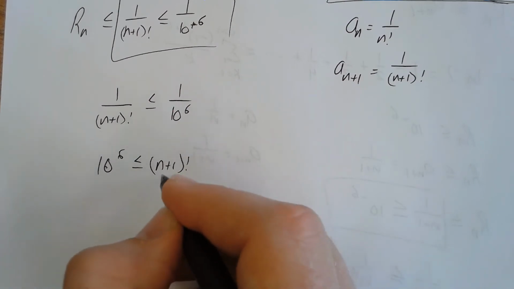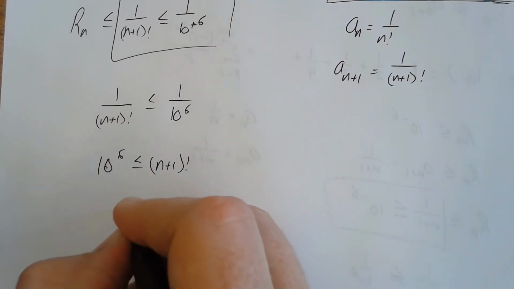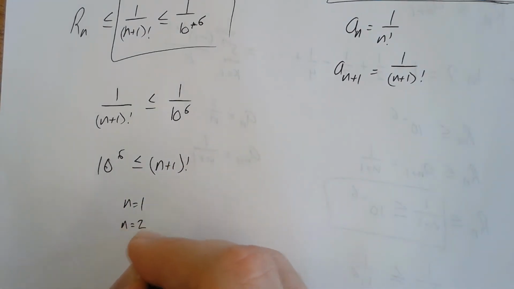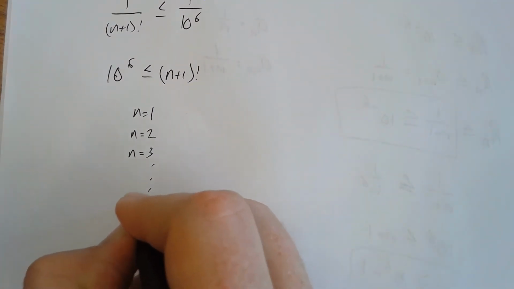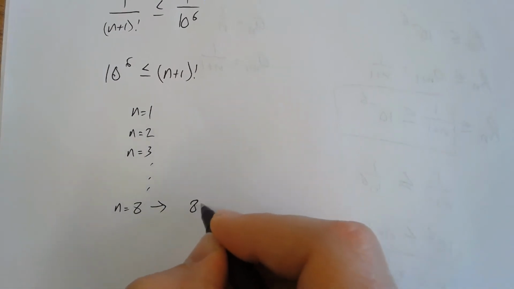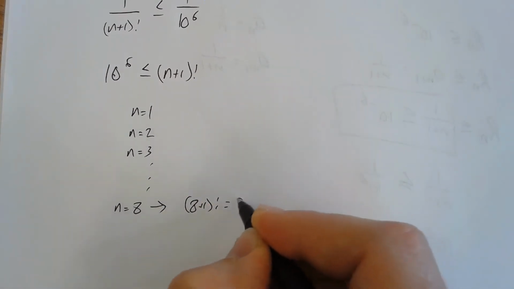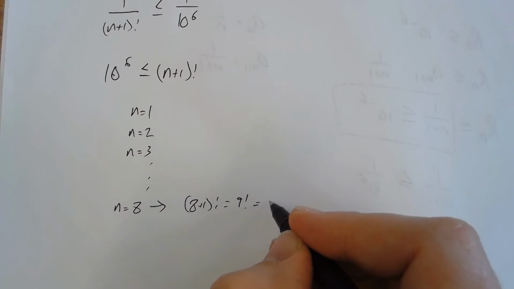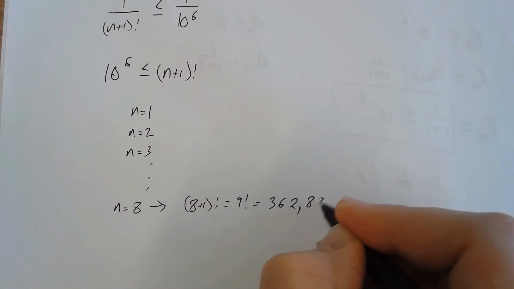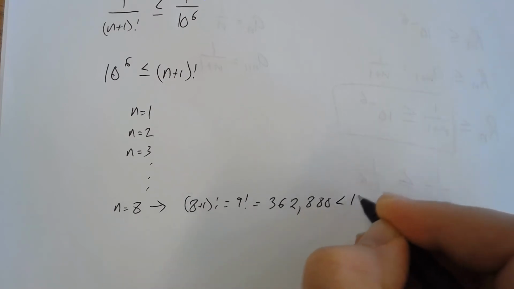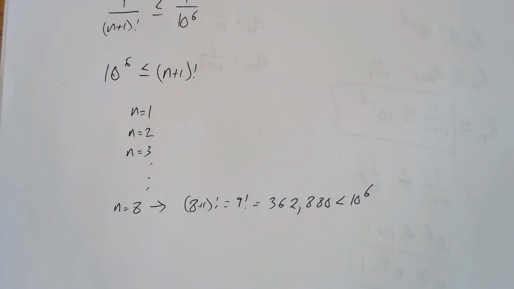So you're going to start by plugging numbers into this n value. If n equals 1, what do I get? If n equals 2, what do I get? If n equals 3, what do I get? And we're going to go down a list of options to try. Once I get to n equals 8, that's going to provide me with 8 plus 1 factorial, which is 9 factorial, which is really something like 362,880, but that's actually less than 10 to the 6th. So we're not yet there.